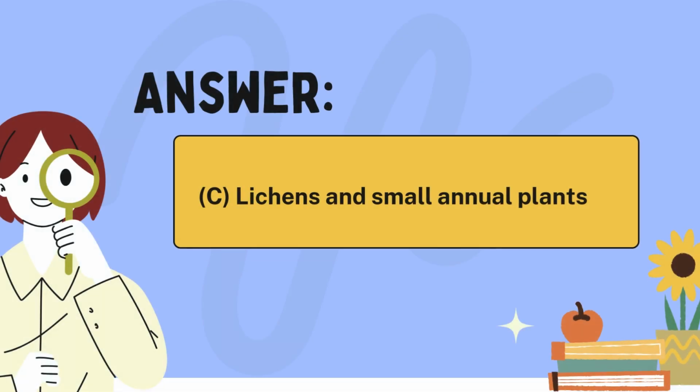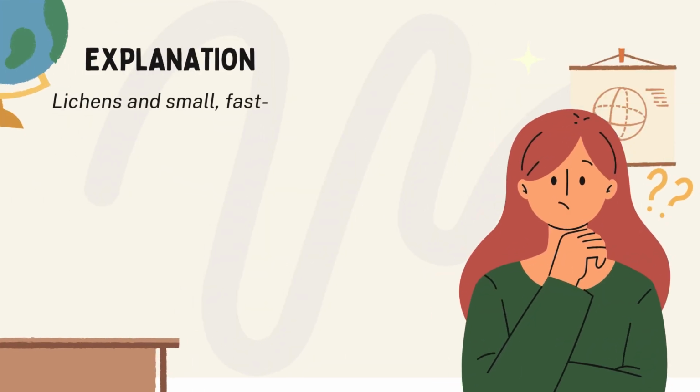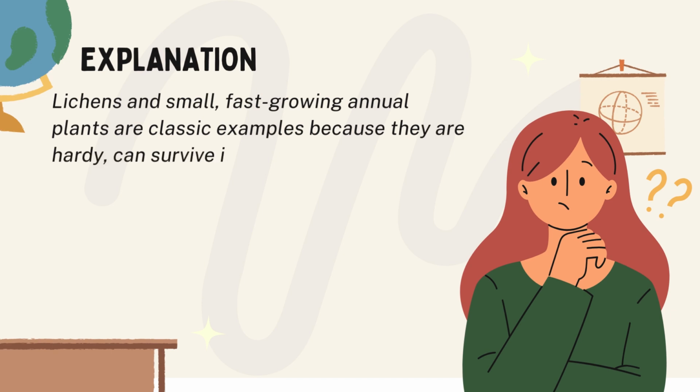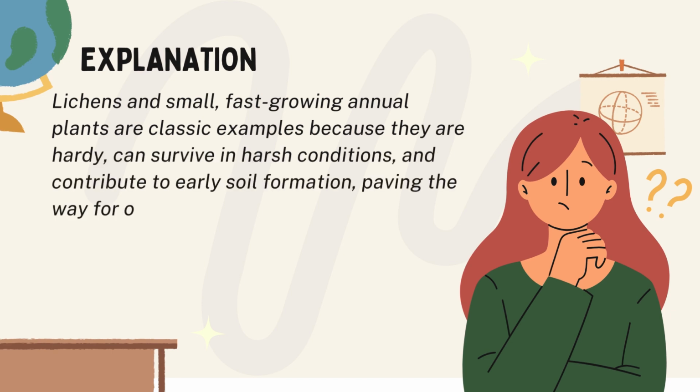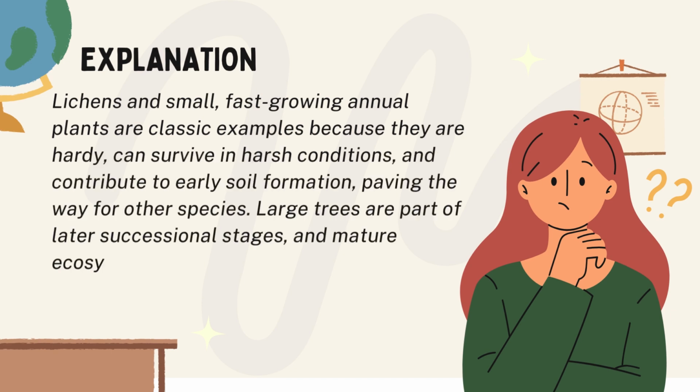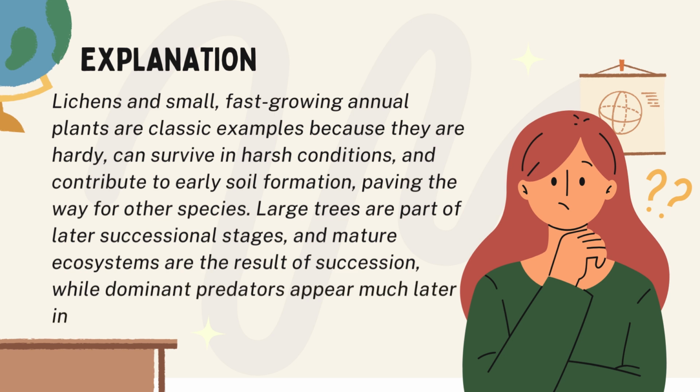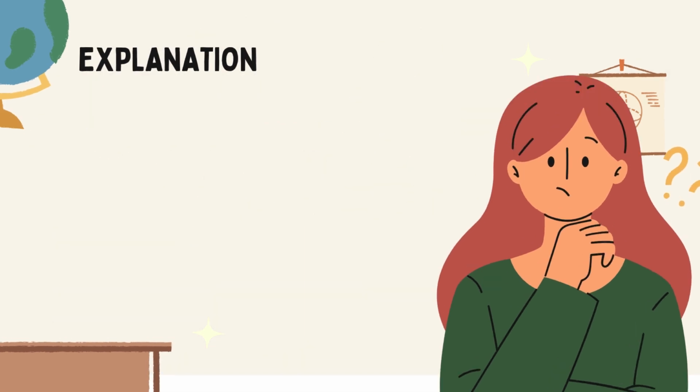Answer: C. Lichens and small annual plants. Pioneer species are the first organisms to colonize and establish themselves in a barren or disturbed environment, initiating the process of ecological succession. Lichens and small, fast-growing annual plants are classic examples because they are hardy, can survive in harsh conditions, and contribute to early soil formation, paving the way for other species. Large trees are part of later successional stages, and mature ecosystems are the result of succession, while dominant predators appear much later in established ecosystems.